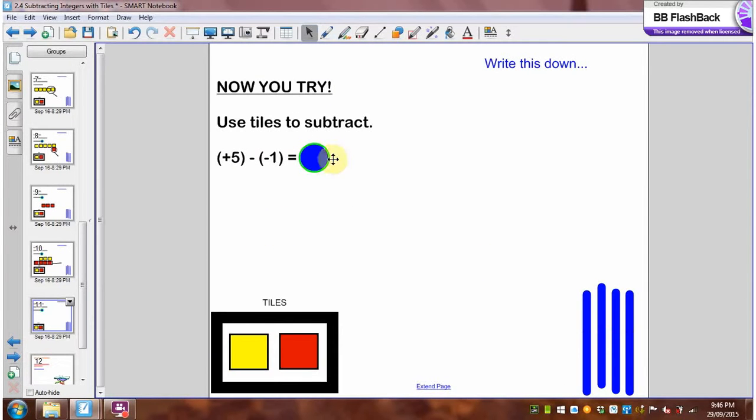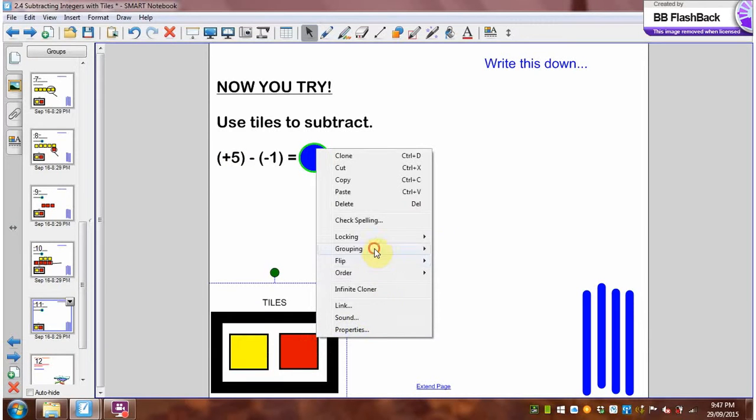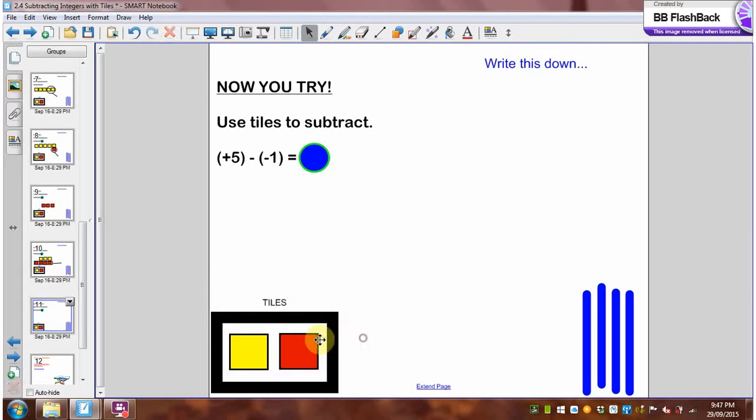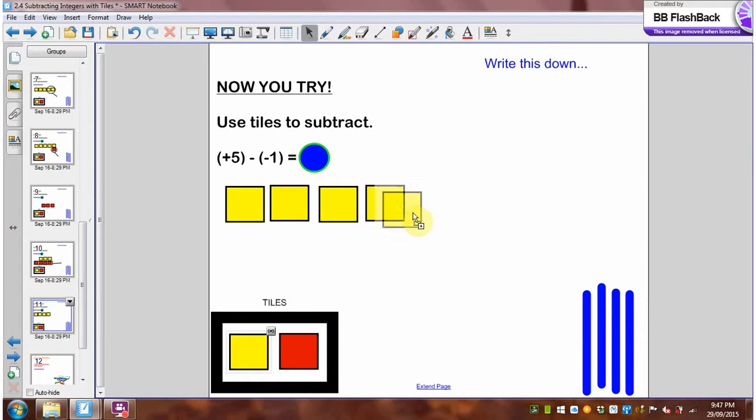Okay, you should have this one answered by now. Let's give it a try. Use tiles to subtract. First step, like always, let's represent our first number. We have positive 5. Get our tiles ready. Positive 5 is 5 yellow: 1, 2, 3, 4, 5. And we need to take away a negative 1, but we don't have a negative 1 here to take away.